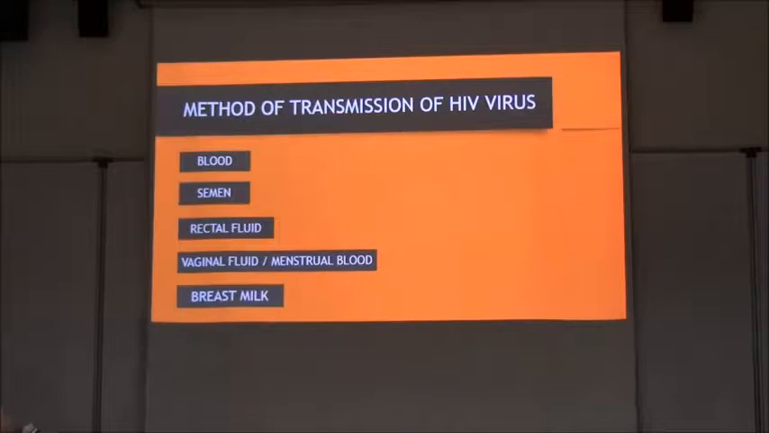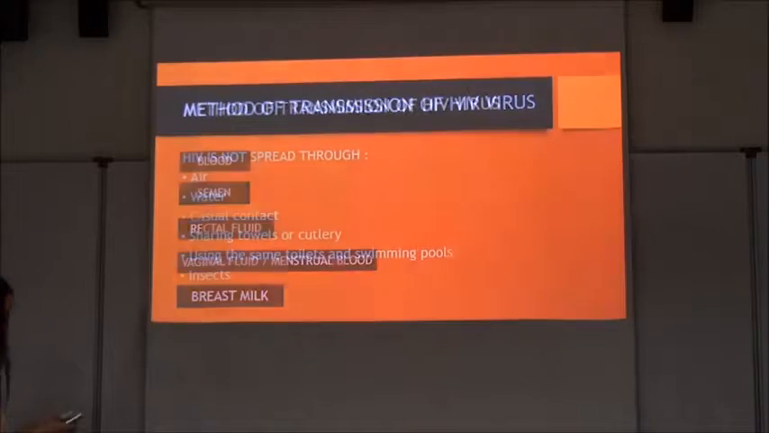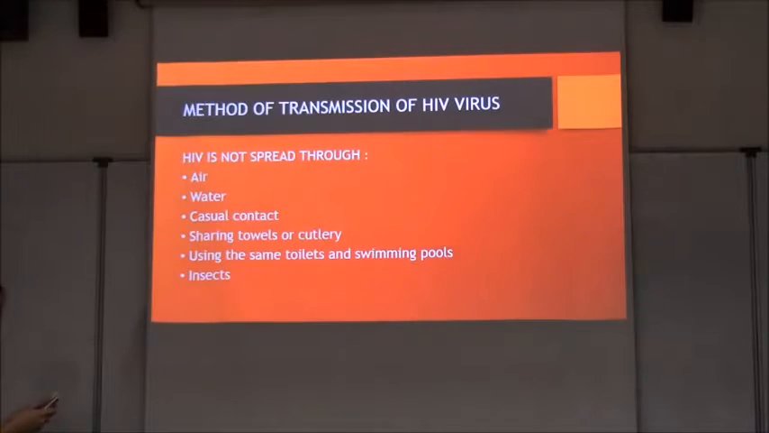Okay, so AIDS can be transmitted through 3 different mediums. Firstly is through blood, genital fluid, and breast milk. So genital fluid includes semen, rectal fluid, vaginal fluid. So HIV can be transmitted when these body fluids get in contact with the mucous membrane, damaged tissues, or get directly injected into the bloodstream.